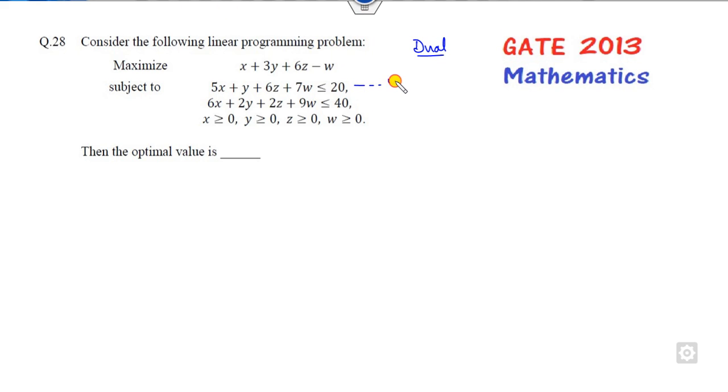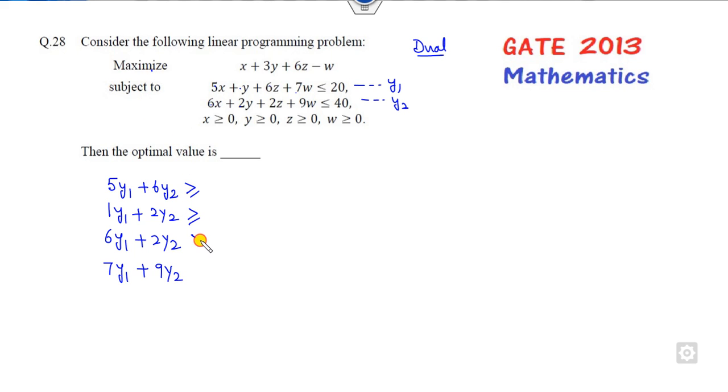So consider the dual problem with y1 and y2 as the variables. You can quickly write the dual problem as 5y1 6y2, 1y1 plus 2y2, 6y1 2y2, 7y1 9y2. Since the primal is maximization, the dual problem will be minimization, so it is greater than. The coefficients of x are 1, 3, 6 and minus 1.